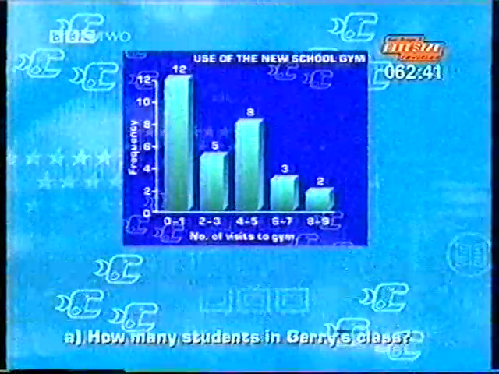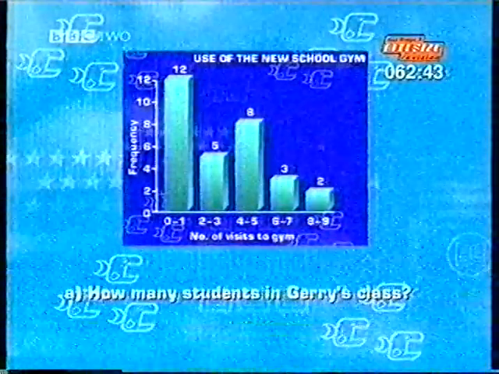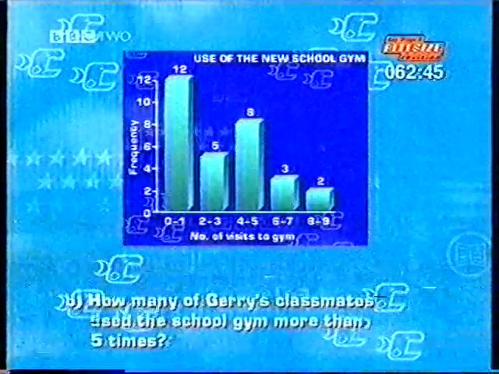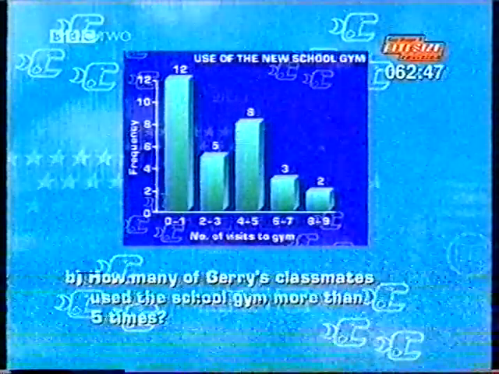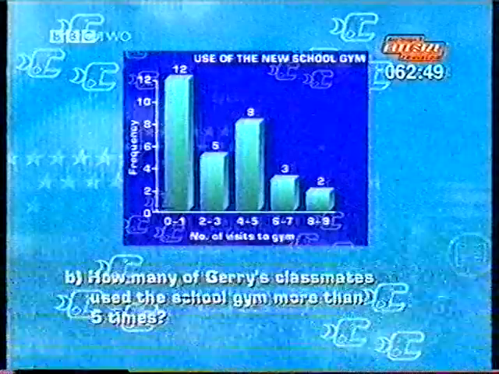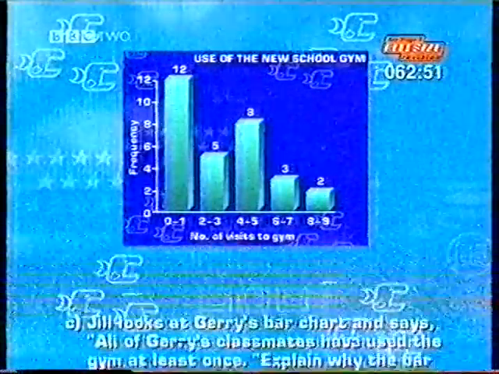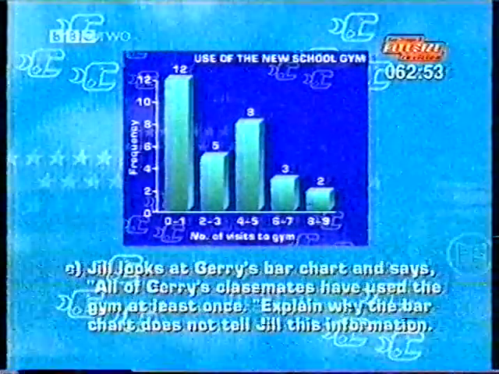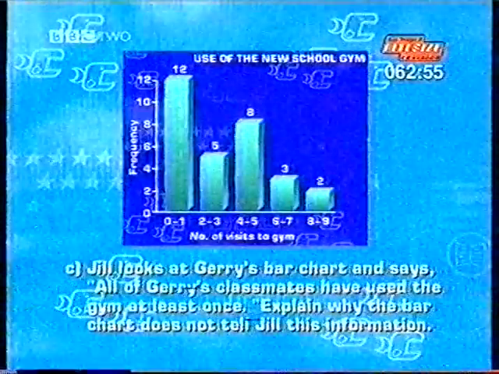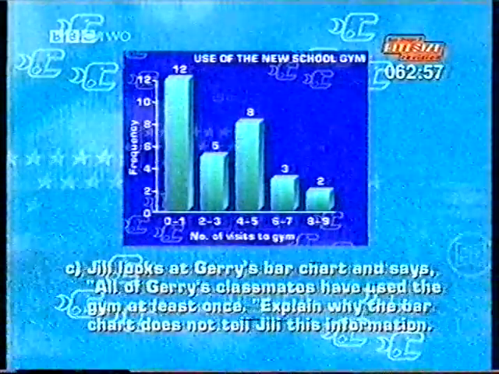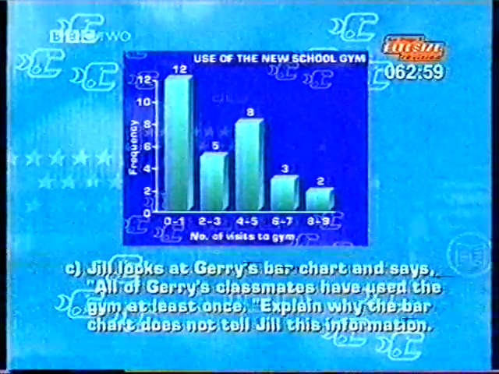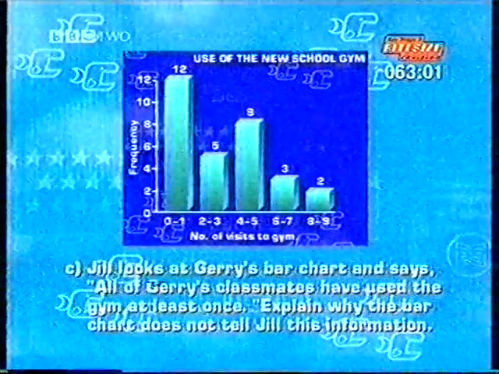Part A asks, how many students are in Jerry's class? Part B asks, how many of Jerry's classmates used the school gym more than 5 times? Part C says, Jill looks at the bar chart and says, all of Jerry's classmates used the gym at least once. Explain why the bar chart does not tell Jill this information.